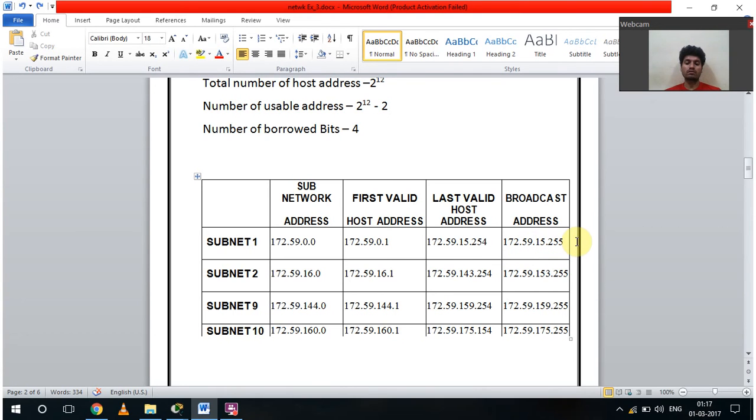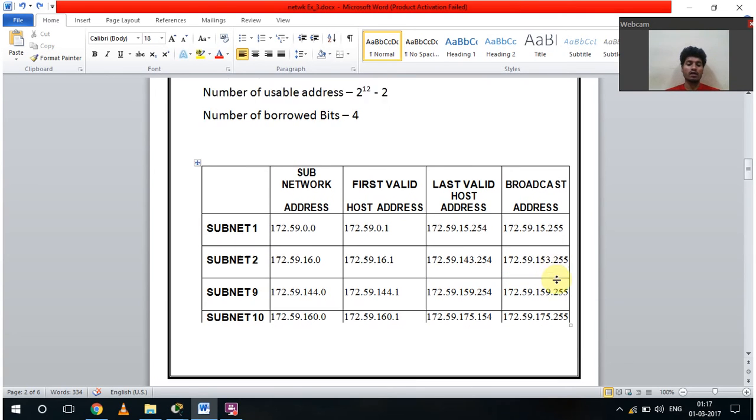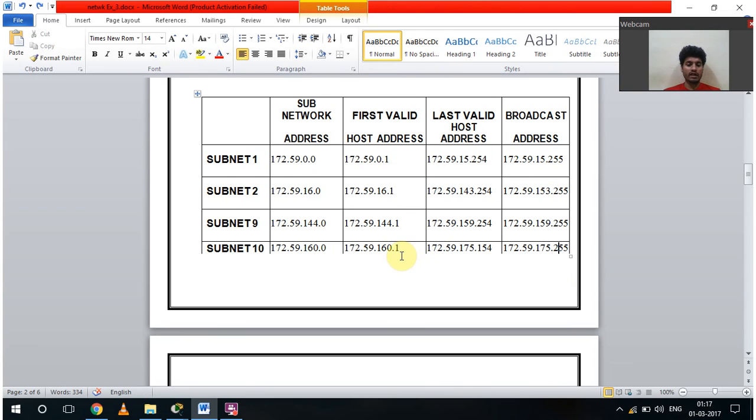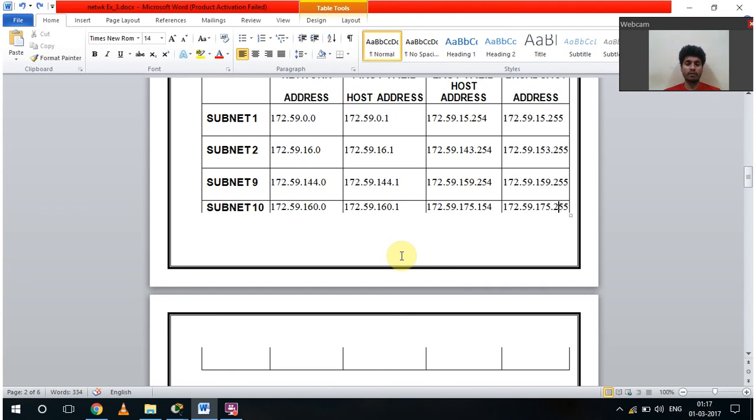So it will give us 172.59.15.255, that is the broadcast, and the last usable or valid host address will be 172.59.15.254. Now the second subnet address will be 172.59.16.0, and the first valid address will be likewise 172.59.16.1, and like that it will go up to 172.59.255.255. I've calculated the rest in a similar way.